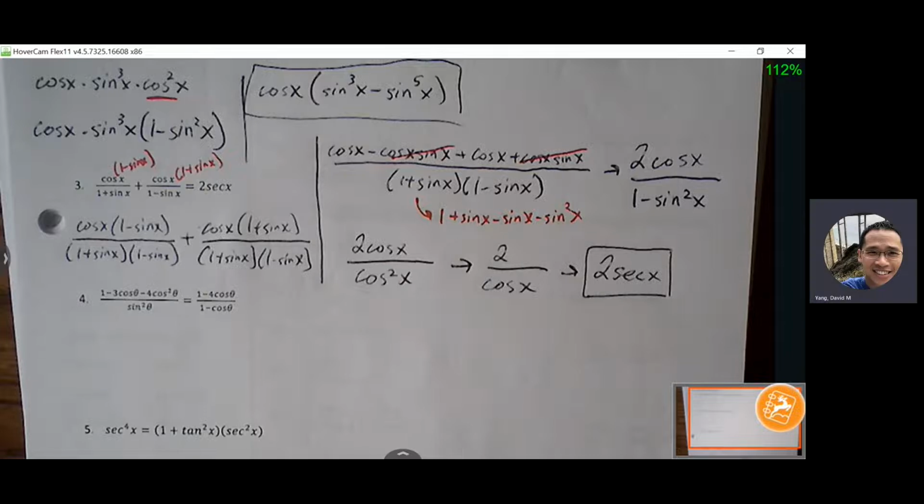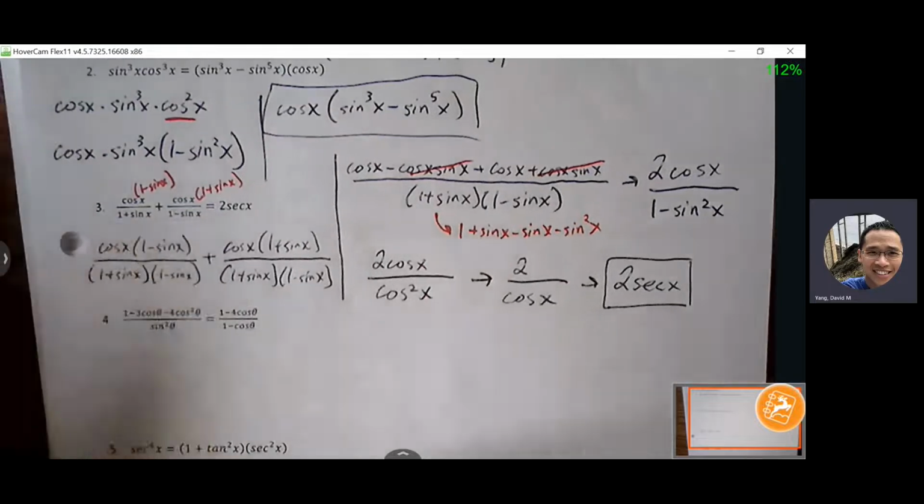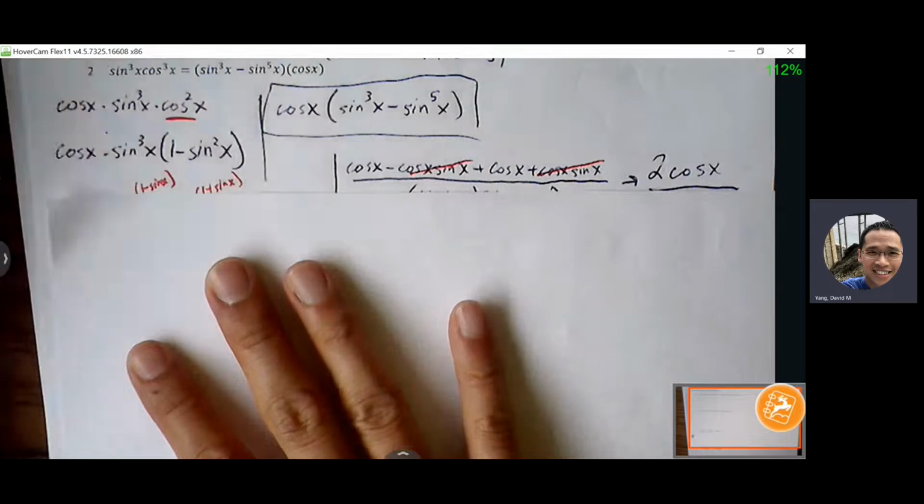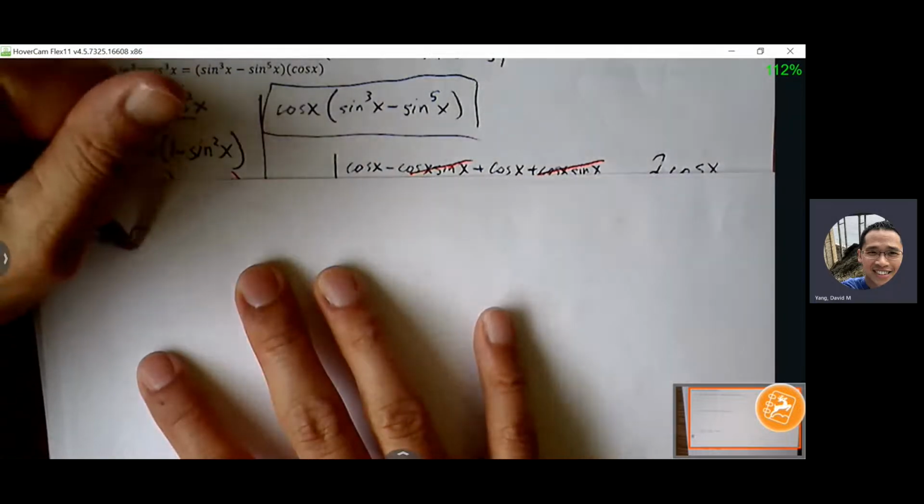Nice. Before I do number 4, let me walk us through something. I want to make a connection with you in terms of factoring here. So before we do number 4, let's step to the side. I want you to see something here with factoring. Okay.